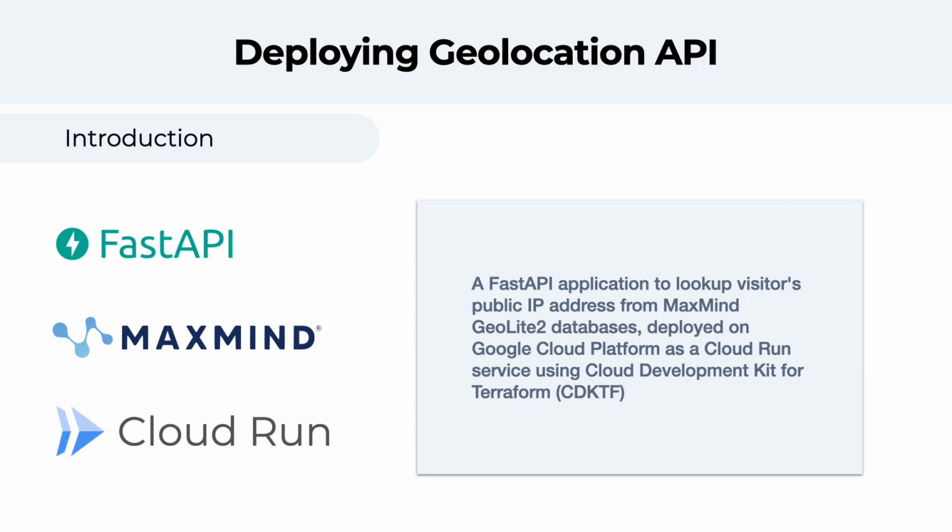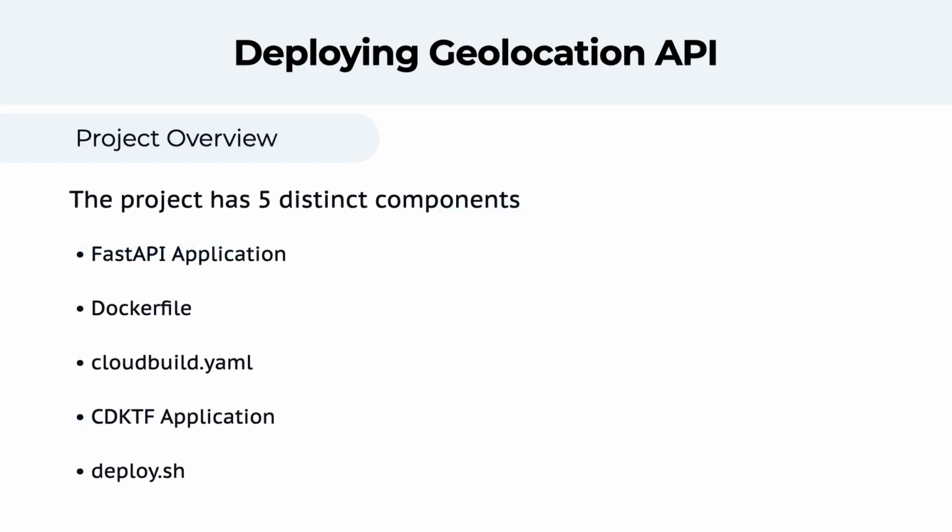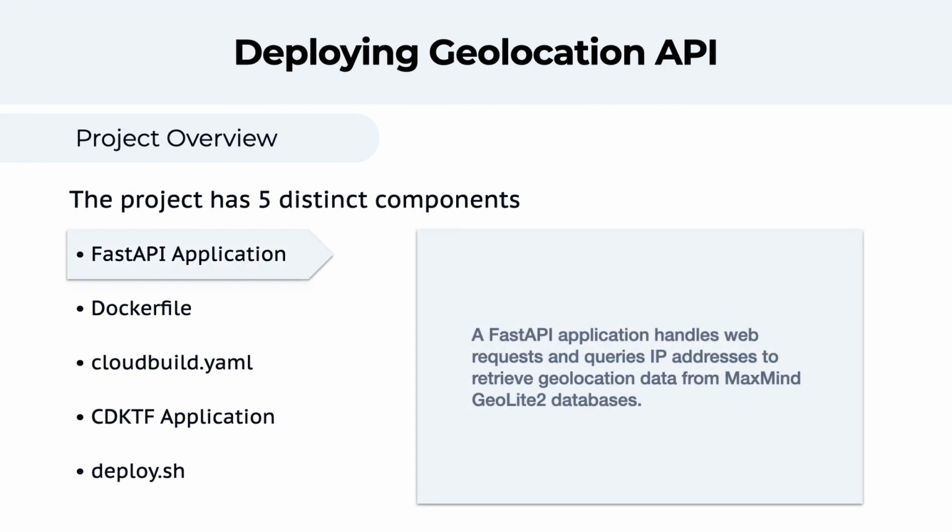To learn more about how various components interact within this project, you can watch the Building Geolocation API video, where I walk you through the code and explain the design and concepts in a bit more detail. However, for an overview, the project has 5 distinct components. A FastAPI application that handles web requests and queries IP addresses to retrieve geolocation data from MaxMind GeoLite2 databases.